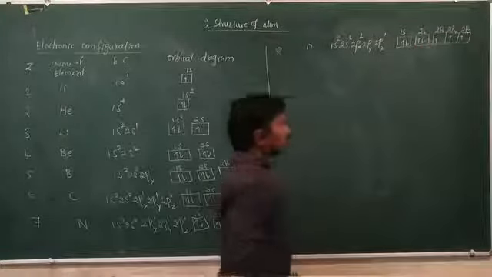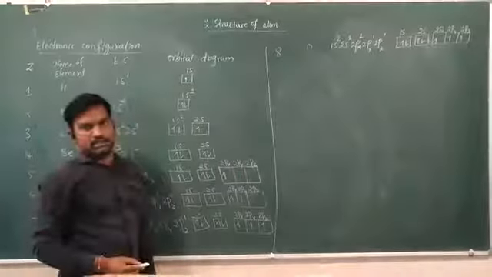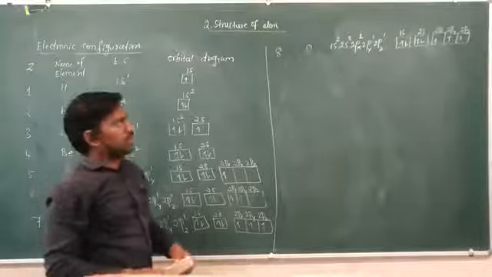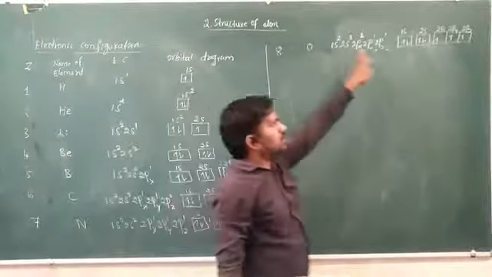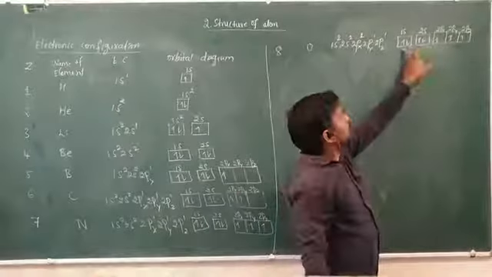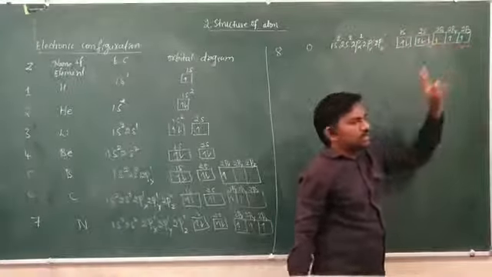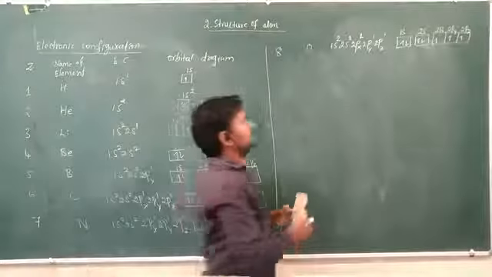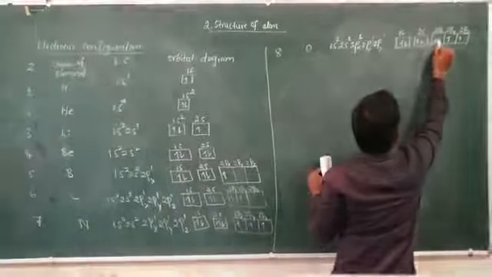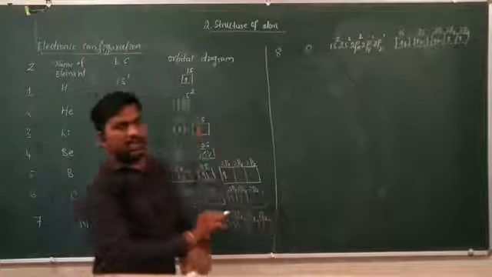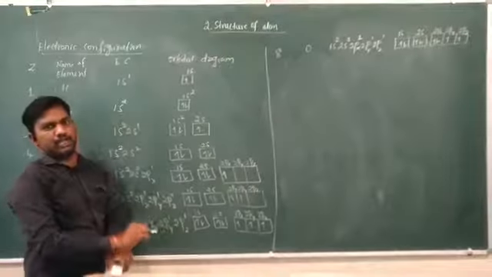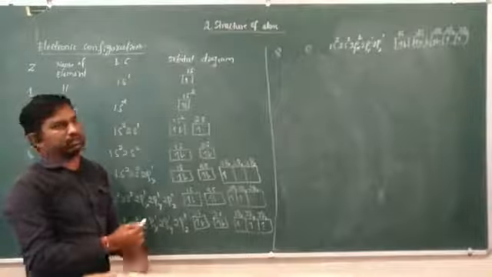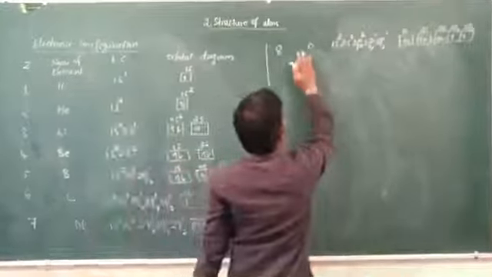Now fill all the single unpaired electrons first, and then pair next. Atomic number 8, but we have filled 7 electrons: 1, 2, 3, 4, 5, 6, 7. The 8th electron will get paired at the 2px. Clockwise and anticlockwise: opposite spins are paired.